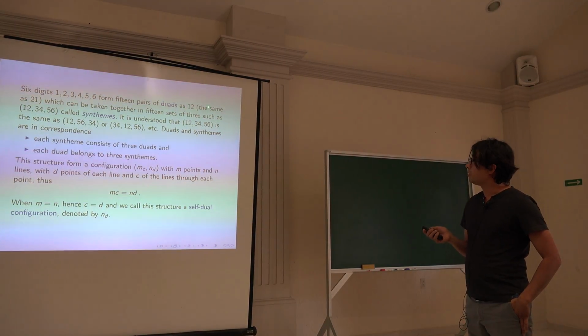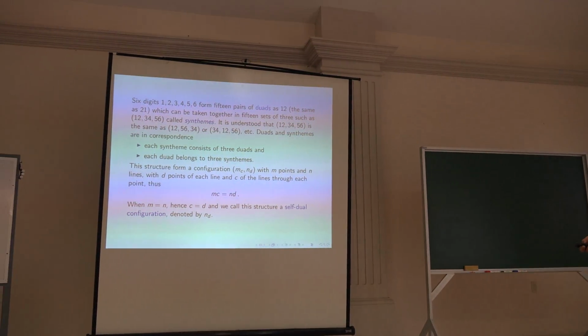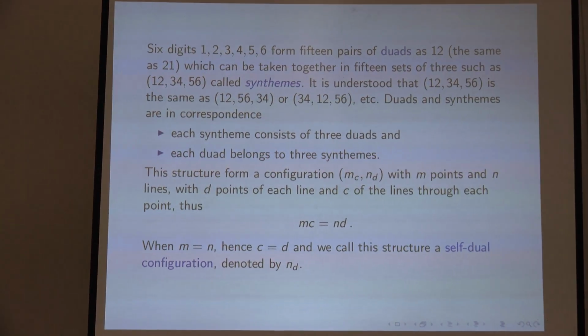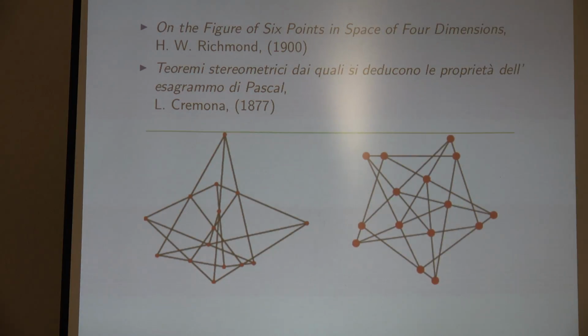And for example, 1, 2, but you consider that it is taken as the same as 2, 1. And they are arranged together in 15 sets of 3. So these are called syntheme. But also they are the same if you just permute the 3. And dots and systems have the following correspondence. Each system consists of 3 dots, and each dot belongs to 3 systems. See? So this configuration of points and lines, where the lines are the systems and the points are the dots, forms this beautiful configuration, the Cremona-Richmond configuration.